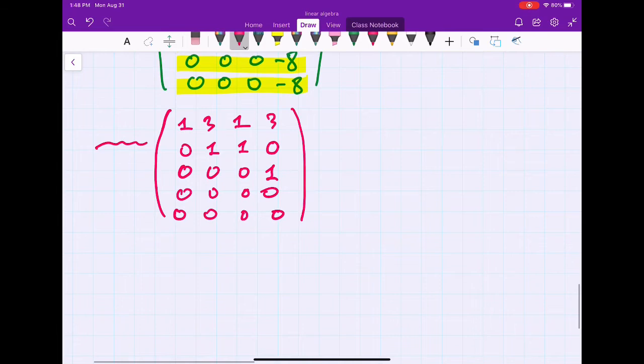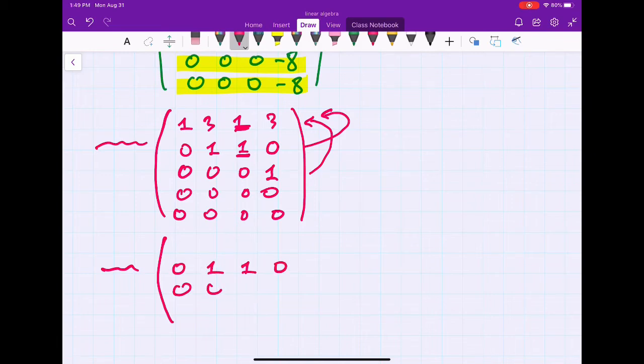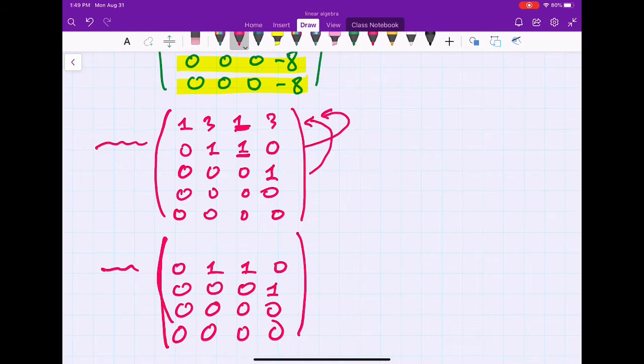So for the reduced form, I need to multiply this by negative 3, add to the first, and the second by negative 1, add to the first. Right? There's 1 in here, 1 in here. So, okay, let's do this. I keep the second and the third. So I have 0, 1, 1, 0, 0, 0, 0, 1, 0, 0, 0, 0, 0, 0, 0, 0. Okay, and then here I have 1. Negative 1, I have 2 in here, I have 0 in here, and I get 0 in here.